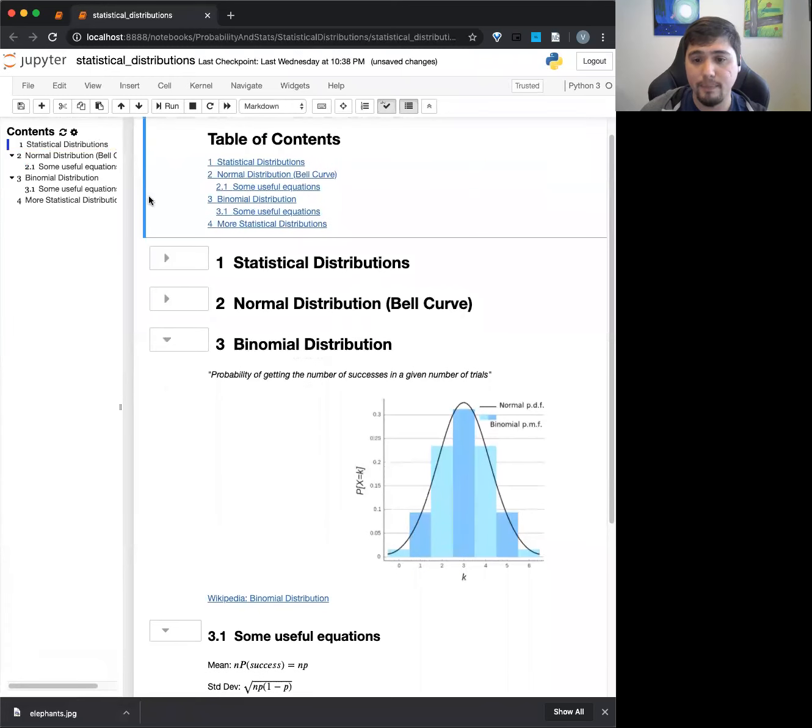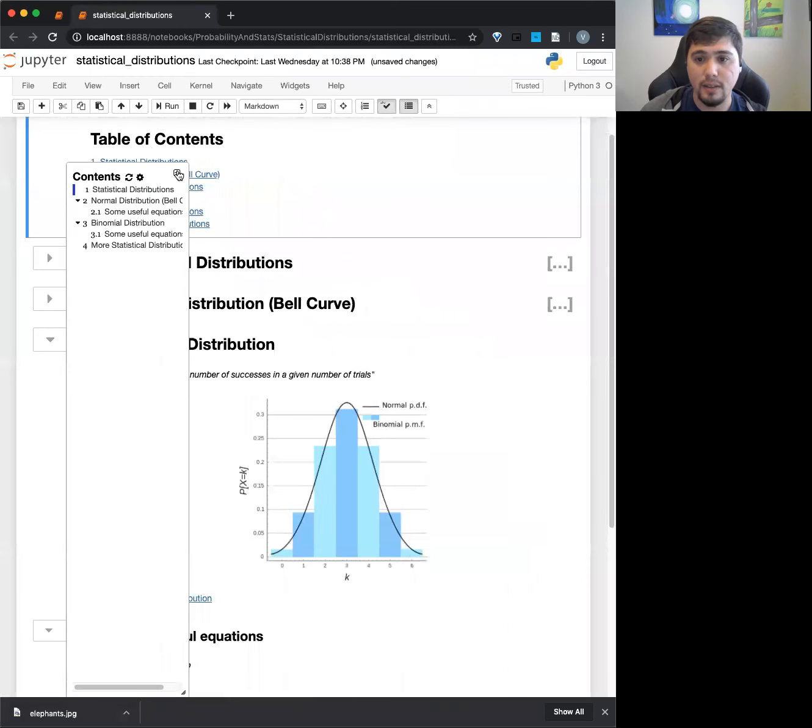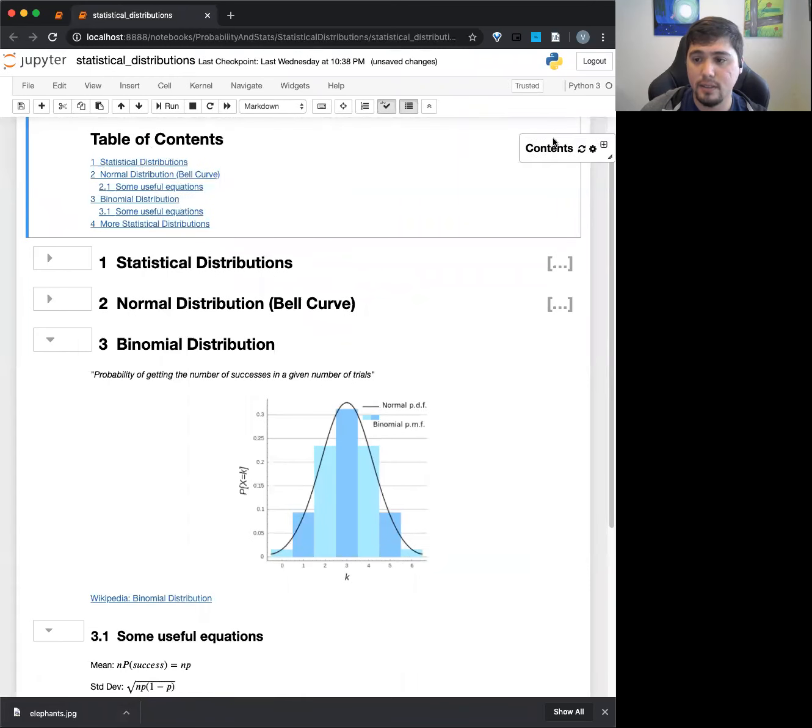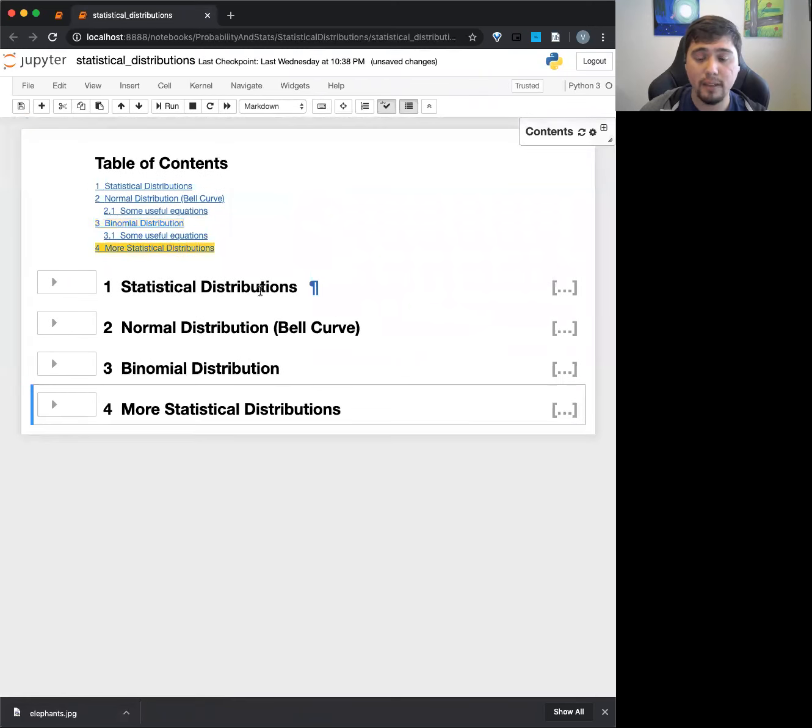So the first thing I'm going to show you is distributions, which I think we didn't show from last time. I'm going to get rid of the table of contents since I don't need it; we'll just have it hang out over there. All right, so this is actually more from the curriculum.